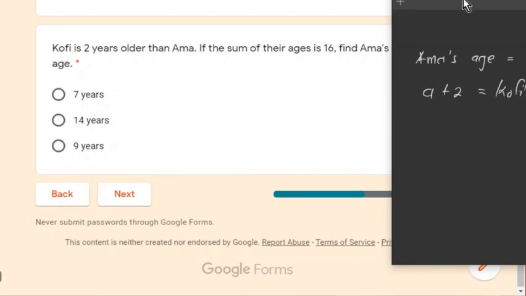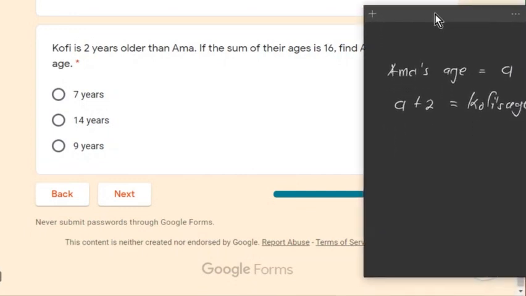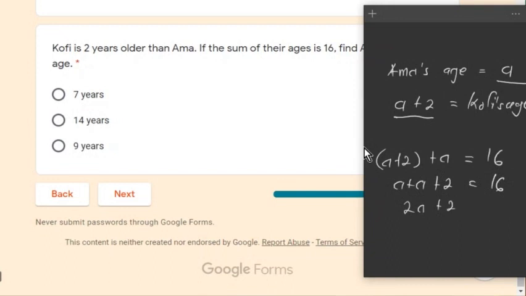Okay. Now we are told that the sum of their ages is 16. So I should find Amma's age. So if I add this to this, I should get 16. So A plus 2 plus A, I should get 16. So I have 2A plus 2 is equal to 16. So I have 2A is equal to 16 minus 2. So 2A is equal to 14.